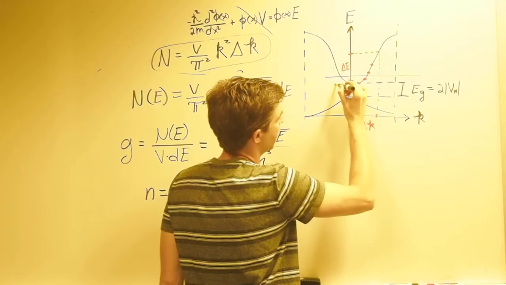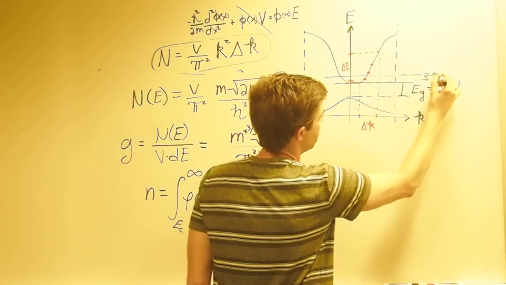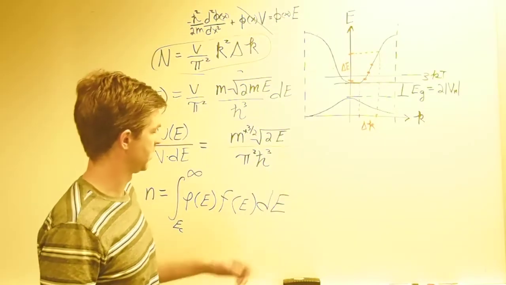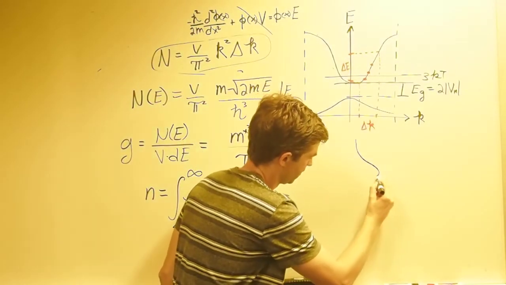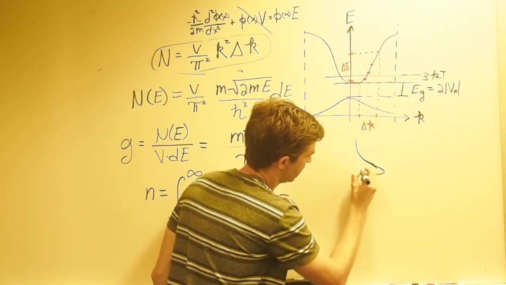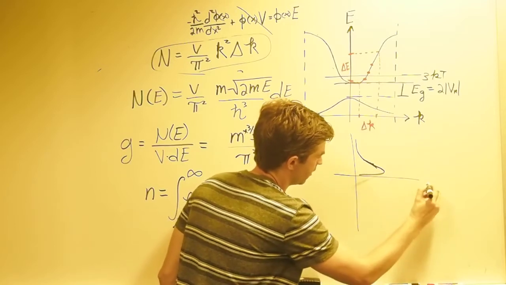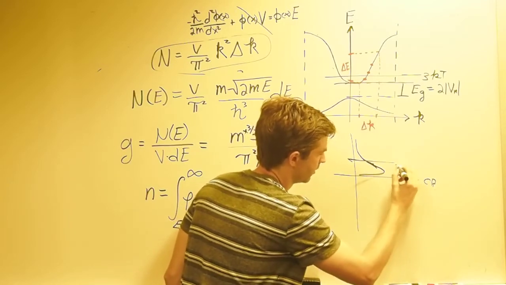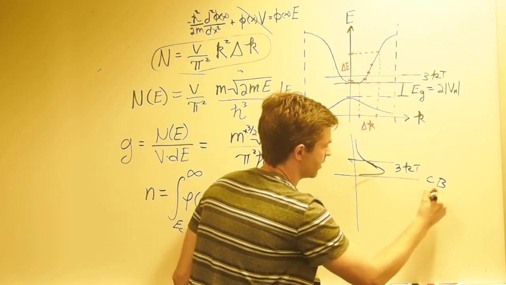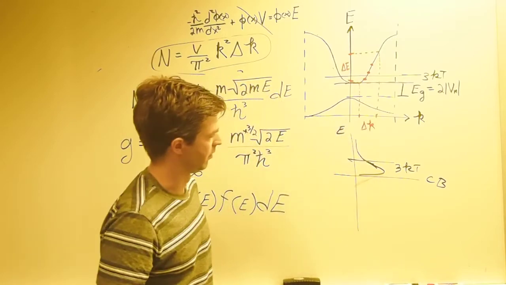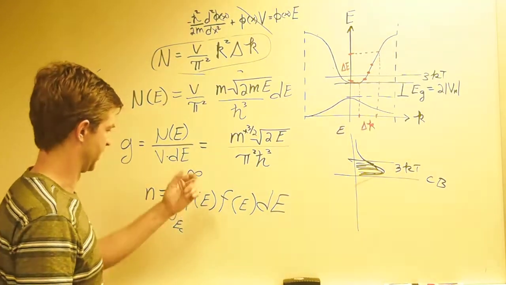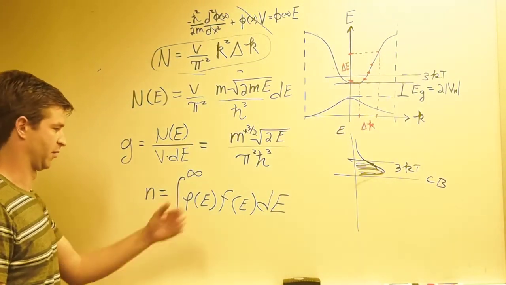They're going to go within this area about 3 kT above the conduction band. And if you see F of E, I believe it looks something like this. Make it a little more narrow, something like this. And here's the conduction band, and this is 3 kT. So this is where most of our carriers are, just within 3 kT. And that's where we get the effective density of states from, this integral right here.